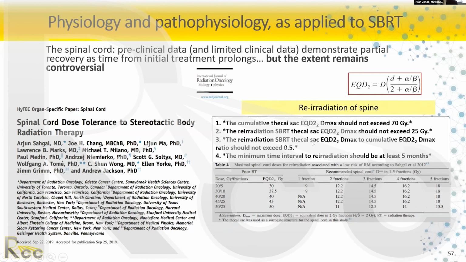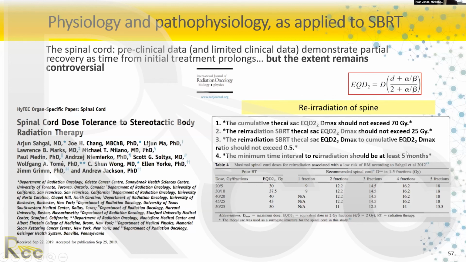In the reirradiation, they gave these recommendations. They said, if you're using that equivalent dose formula I mentioned, the same as the BED formula, just using the number 2 for dose per fraction, they wanted the cumulative thecal sac dose, and they said to contour the whole thecal sac as your cord just to be safe and calculate it as if it's the spinal cord, not to exceed 70 gray. On the reirradiation episode, don't exceed 25 gray ever on the equivalent dose to 2 gray per fraction. They didn't want the ratio to be high. I think that is so soft, but they mentioned that recommendation.